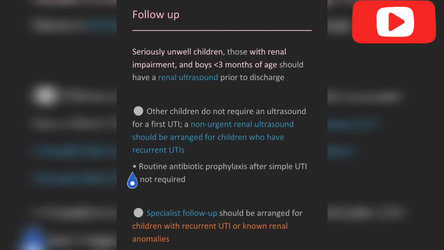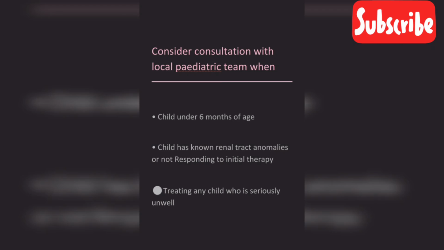But routine antibiotic prophylaxis should not be continued in patients with UTI. Specialist follow-up should be arranged for children with recurrent UTI or renal anomalies. Consider consultation with the pediatric team if the patient has one of the following conditions. Number 1, if the child is under 6 months of age. Number 2, if the child has known renal tract anomalies or is not responding to the initial therapy. And number 3, for any child who is seriously unwell, kindly always consider consultation with the pediatric team.